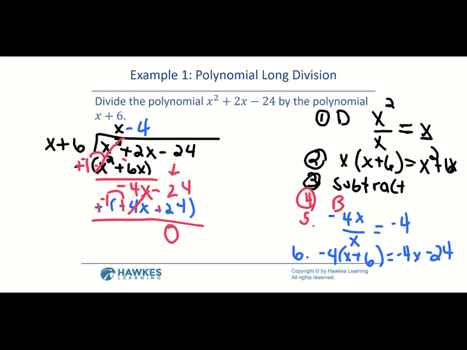And what this means is that x plus 6 is a factor of x squared plus 2x minus 24. It's also a 0, where the graph crosses over the x-axis. So my answer here is x minus 4. And one way to check it, if you wanted to, is if you FOILed x plus 6 times x minus 4, you would get x squared plus 2x minus 24.